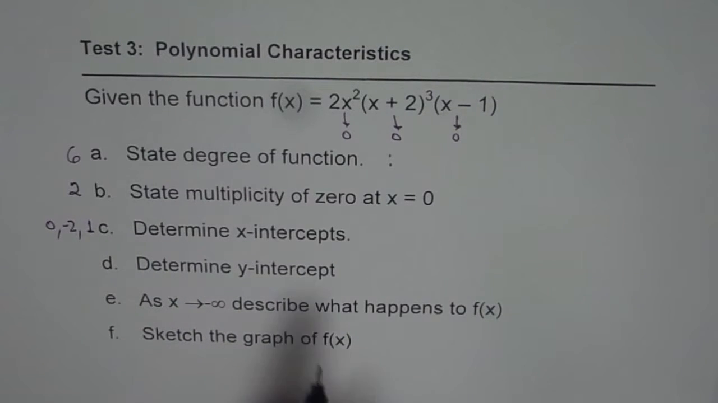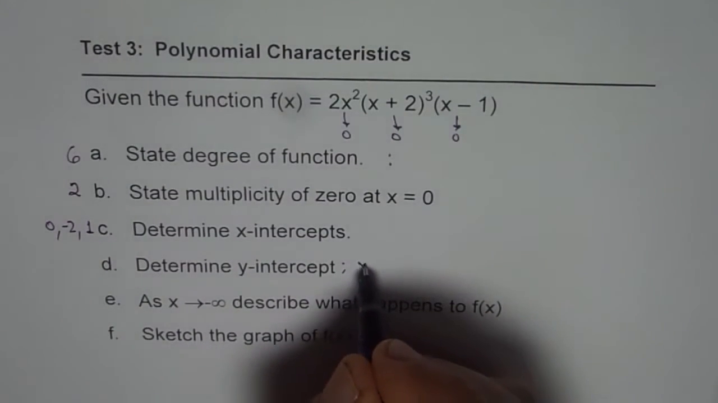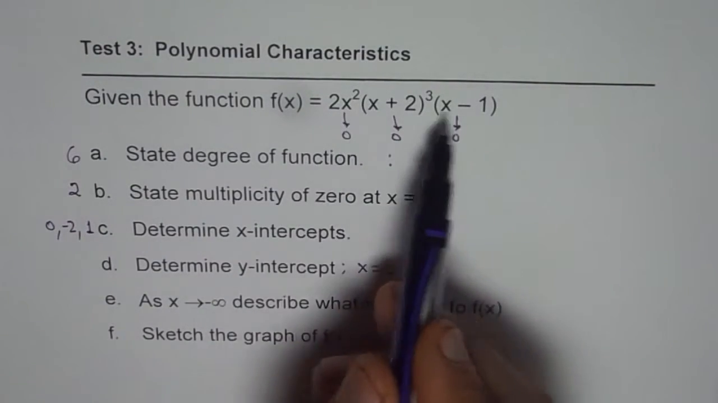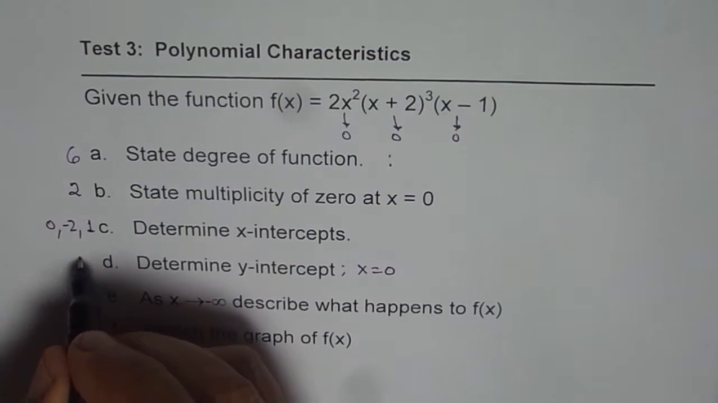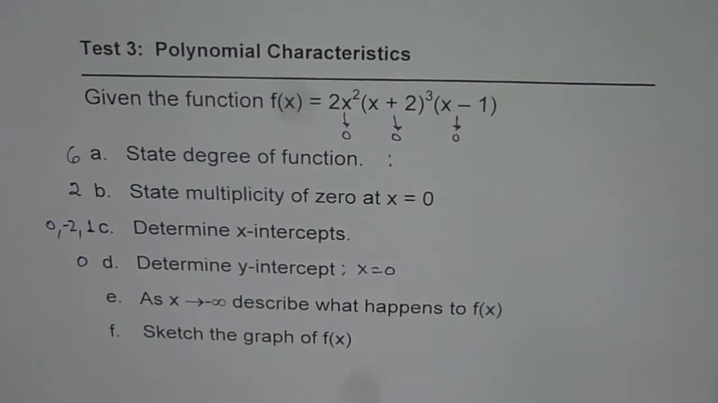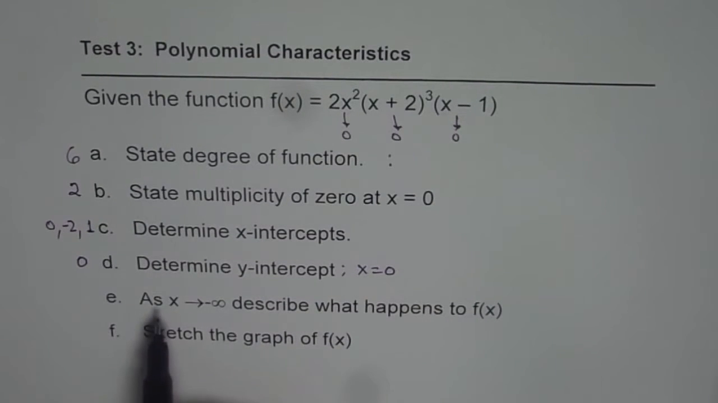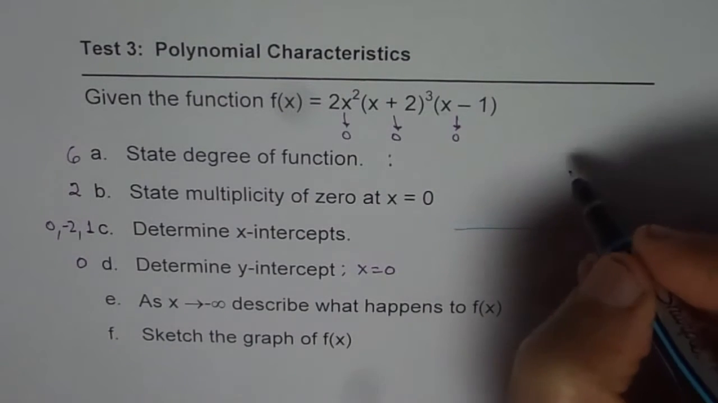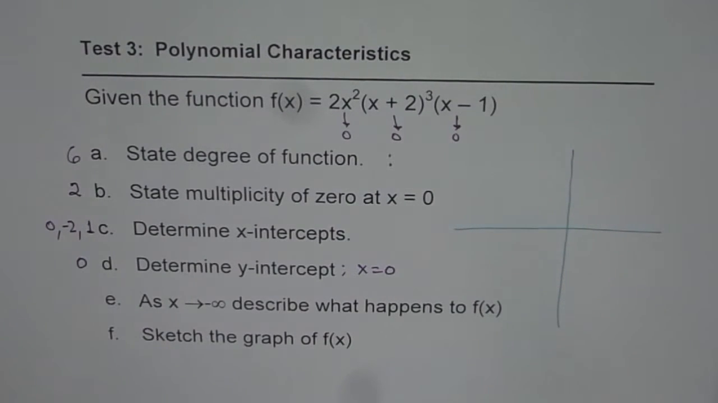Determine the y-intercept. For the y-intercept, place x equals 0. If I put x equals 0, then 0 times anything will be 0. And therefore, I get the y-intercept is at the origin, 0. Now we have the question, as x approaches minus infinity, describe what happens to f of x. And then the last question is sketch the graph. Why not sketch the graph also? So we'll do both together.